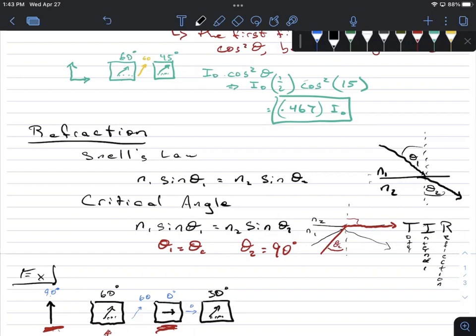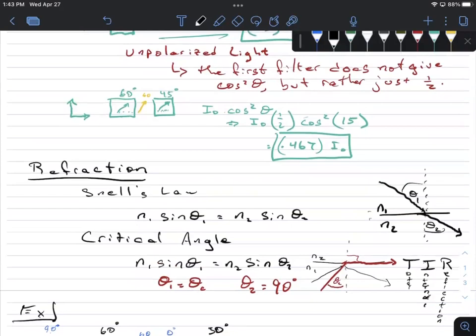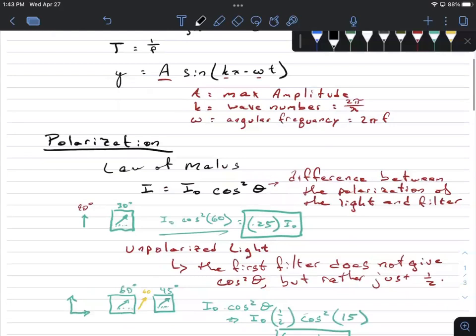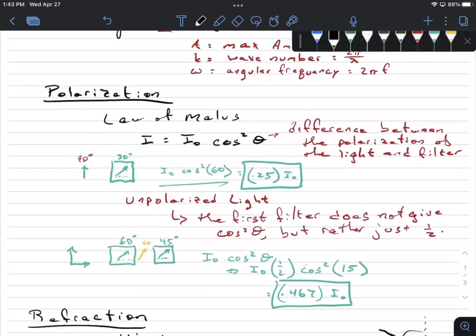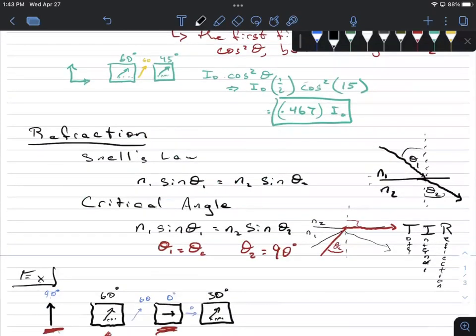Any other questions? Any questions in general about the test? Because that's all the topics, right? So we had basic waves and light, some equations about characteristics of waves and things like that. Then we have polarization. Light is polarized, we try to send it through a filter, we use the law of Malus. And refraction, Snell's law. Light travels from one medium to another, changes its path. How does the path change? Those are the three big topics.